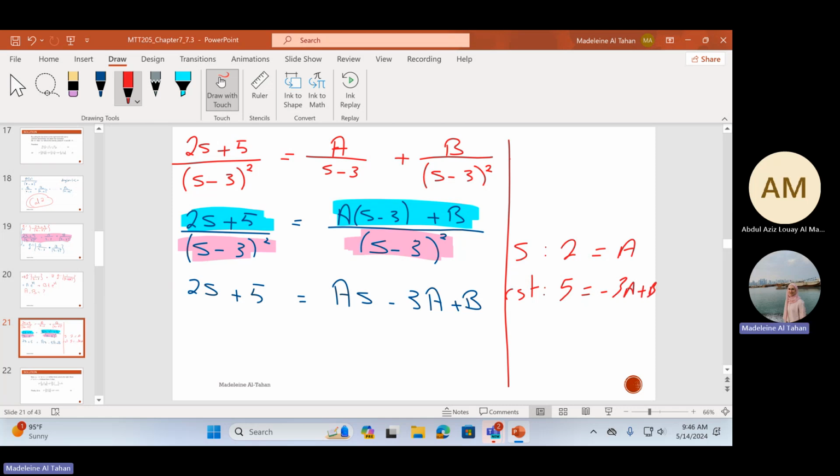Solve the system. Does it need a calculator? No. So immediately a equals 2 and b equals 5 minus 3 to 2, which is negative. So we got a equal 2 and b equal negative. We'll go to our previous part.